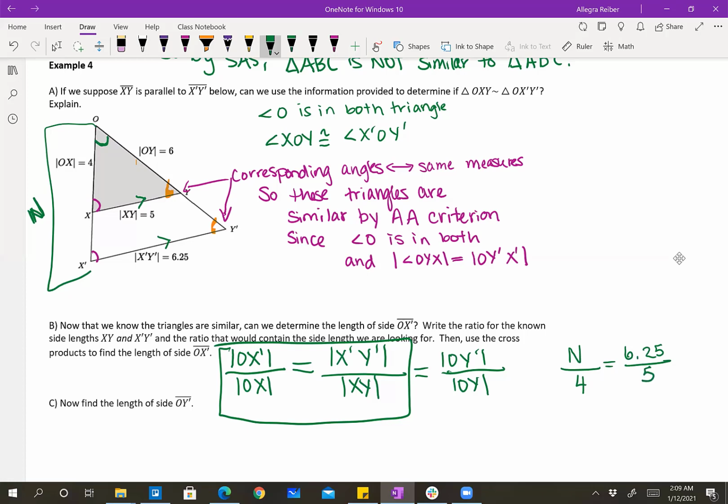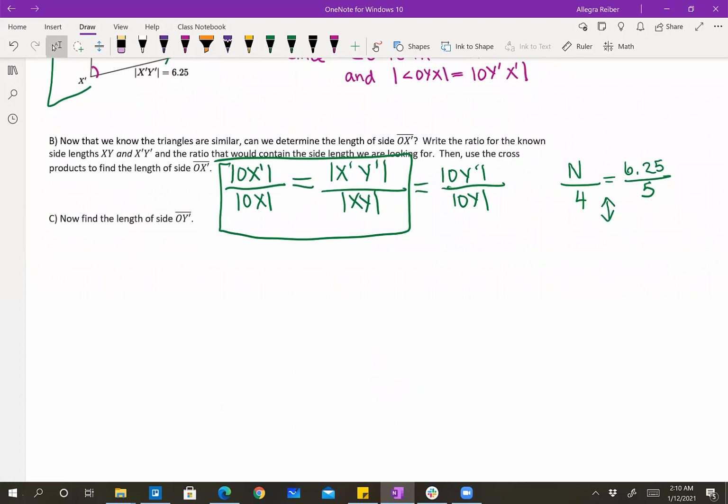So I have this proportion. Now, I could divide on the right and get my scale factor and then multiply by 4. That's fine. Alternatively, I can use my cross products again. And I'm going to do that right now. So I'm going to convert this to a statement in terms of cross products. And I'm going to say that N times 5, right? I multiply across, must be equal to 6.25 times 4.